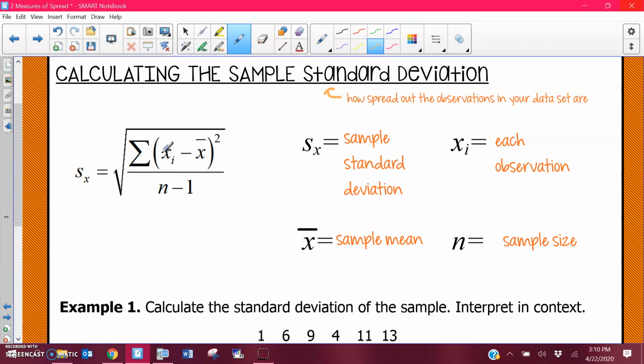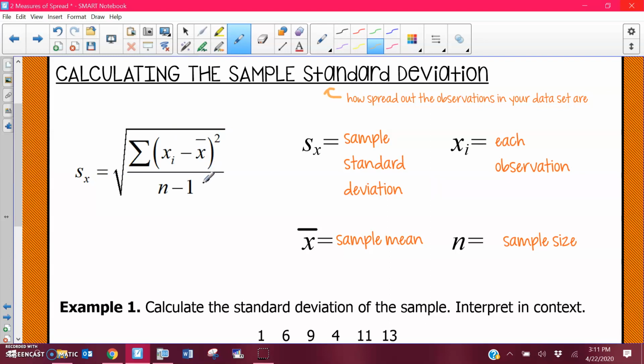The x sub i right here, that's just each observation. So if you look at this list down here, 1 is x sub 1, and all of them are each piece. Then x bar, again, is the sample mean. So we're going to have to find the mean of the data set. And then n is your sample size, so how many things are in your set. This formula looks intimidating. Remember, the sigma means add it all up. So what it's saying to do is take all of your observations, take one observation, subtract the mean, square it, and then add all those numbers together.